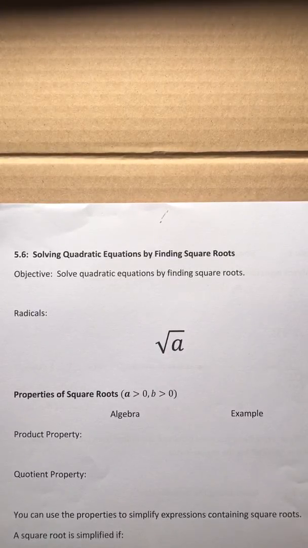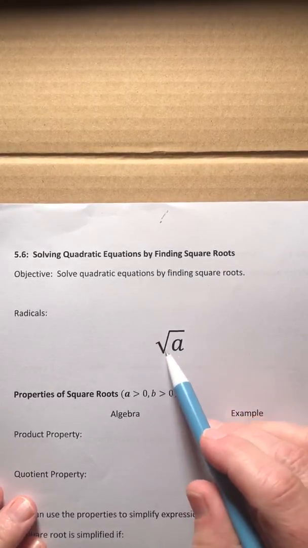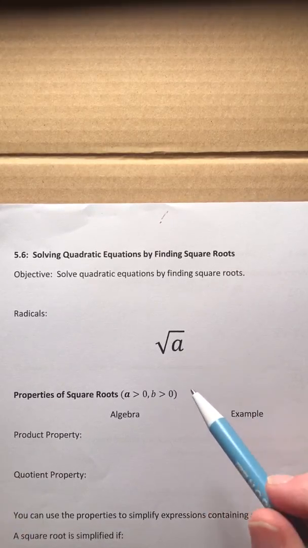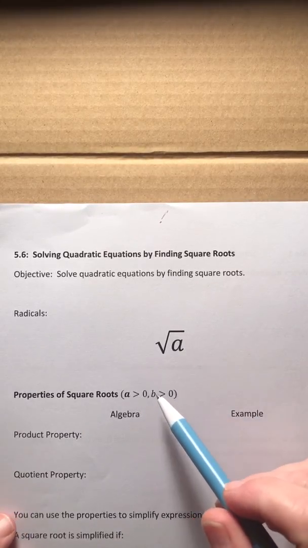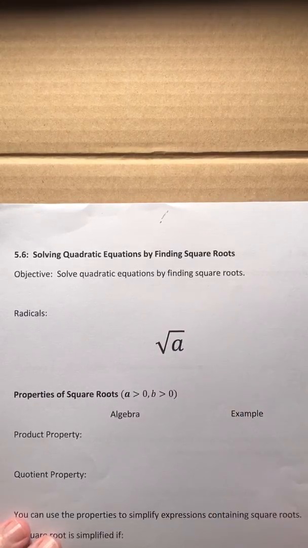Today we're working on the 5.6 notes. This is solving quadratic equations by finding square roots. Alright, so the first thing you got to know is that your answers are going to be in radical form. A radical just means it has a square root bracket on it. The properties of square roots: A has to be greater than 0 and B has to be greater than 0.